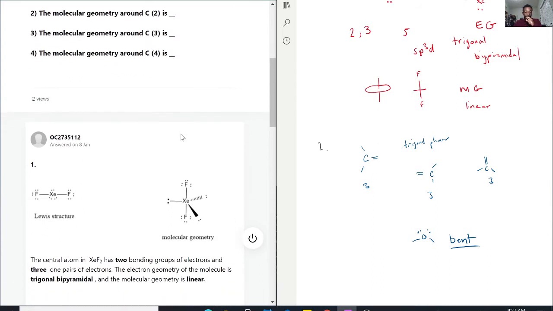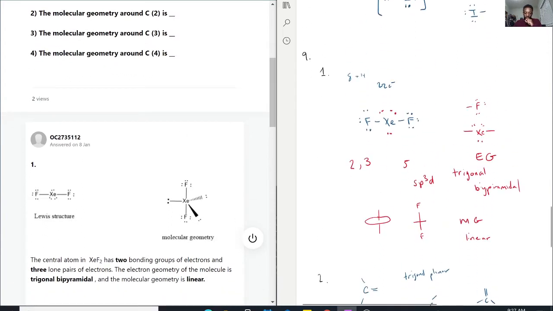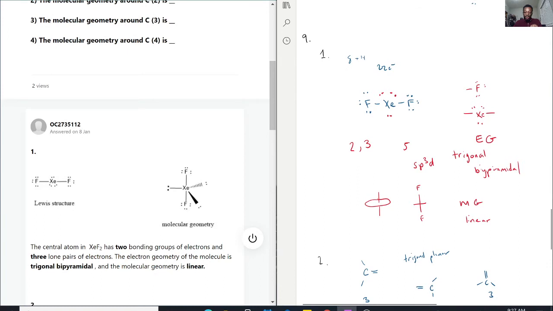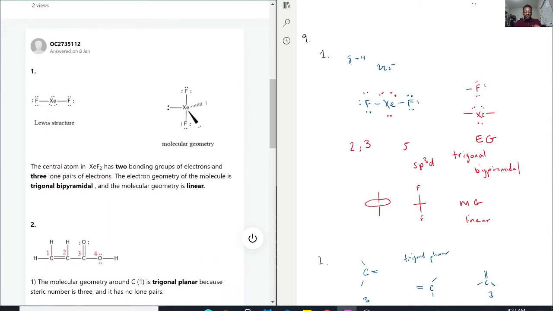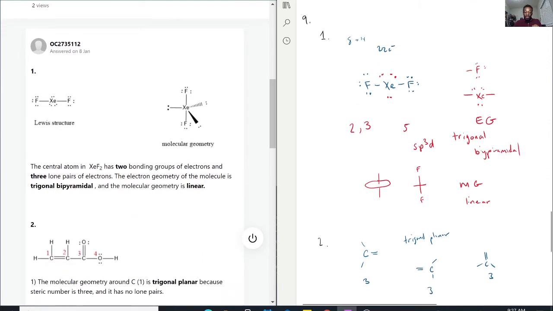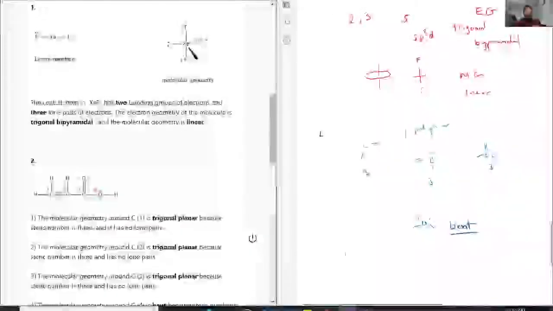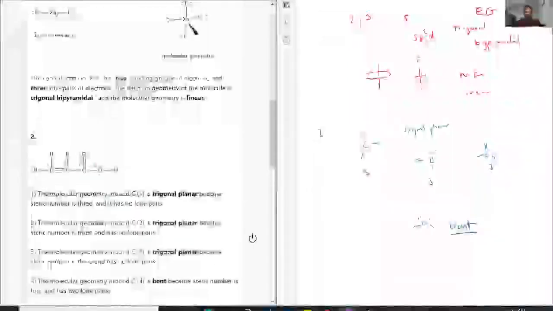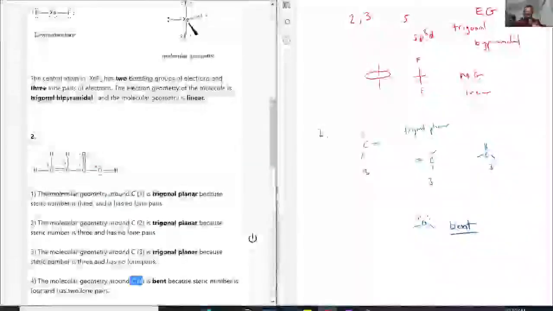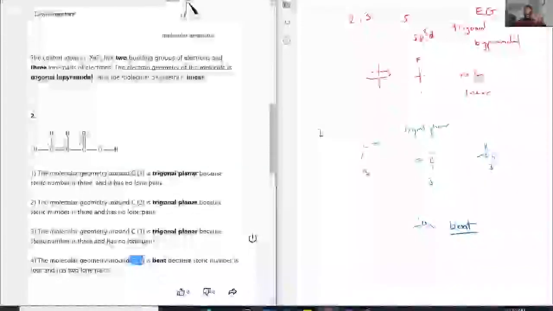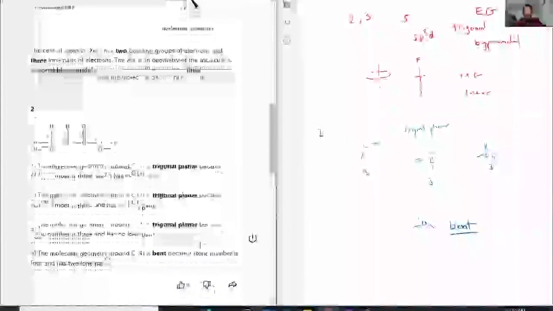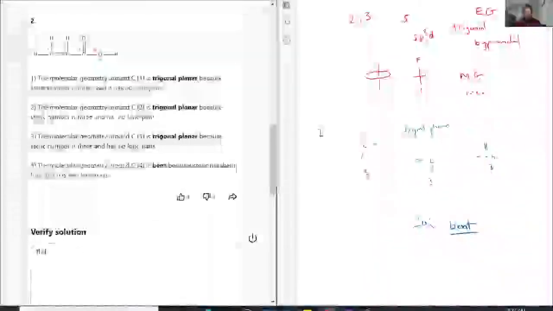So exactly 2 bonding groups and 3 lone pairs based on the central atom. So trigonal bipyramidal, which is what we got for electron geometry, and the molecular geometry is indeed linear. So now for the carbons, exactly trigonal planar, which is what we got for the first carbon, okay? Second carbon, also trigonal planar. Third carbon, also trigonal planar. And the molecular geometry around the oxygen, so not C4, but just the oxygen, okay, is bent because it has 2 bonding groups and 2 lone pairs. So this is all correct.